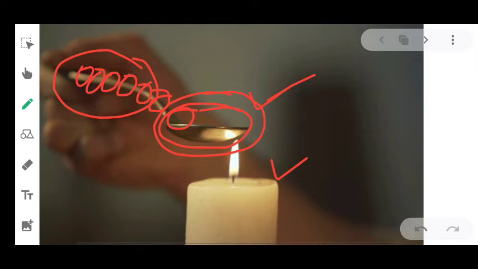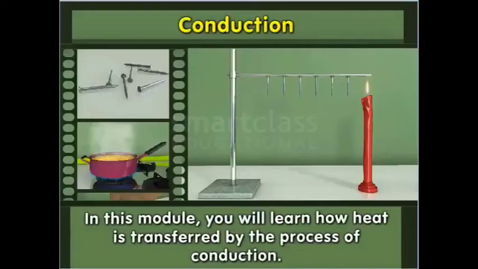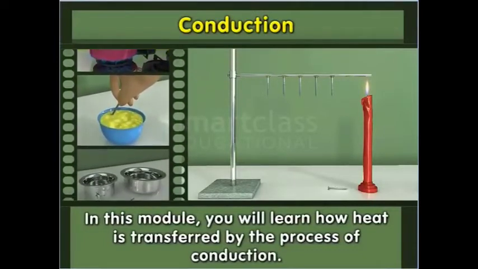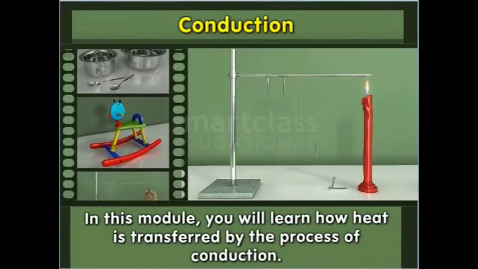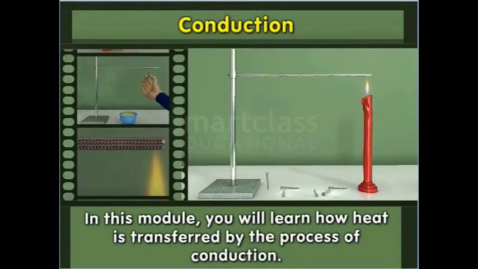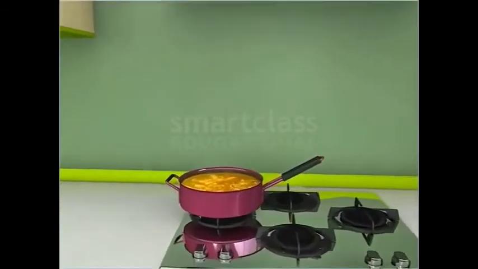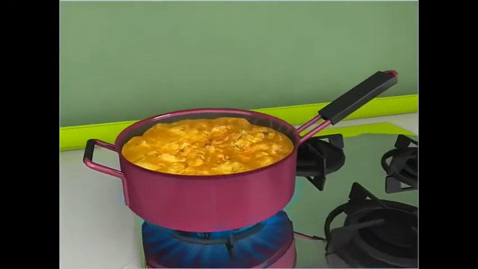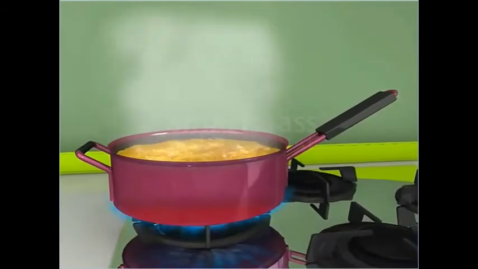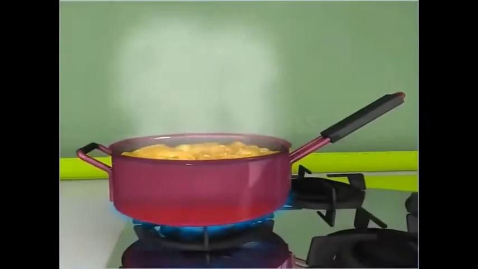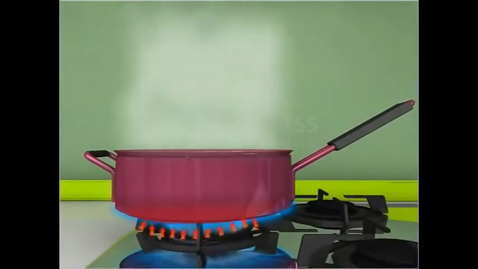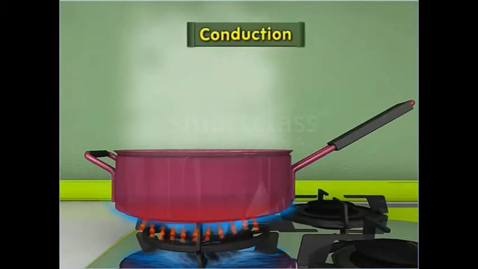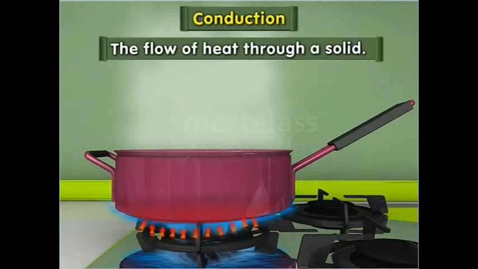Now let's see an activity to understand how heat gets transferred in solids. Conduction. In this module, you will learn how heat is transferred by the process of conduction. You have seen food being cooked in a pan. When a pan is placed over a burner, the contents of the pan become hot. Why? This is because heat flows or gets transferred from the burner to the pan. The flow of heat through a solid is known as conduction. Let us try to understand conduction with the help of a simple activity.